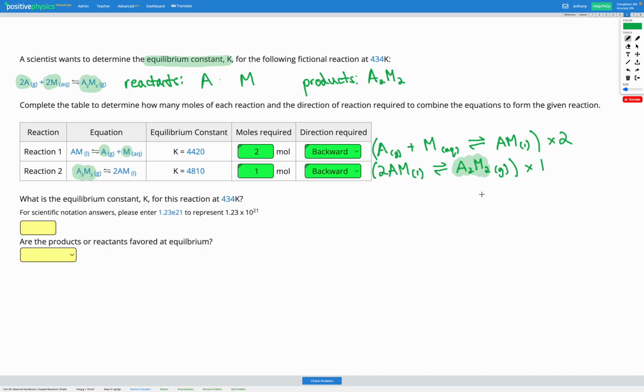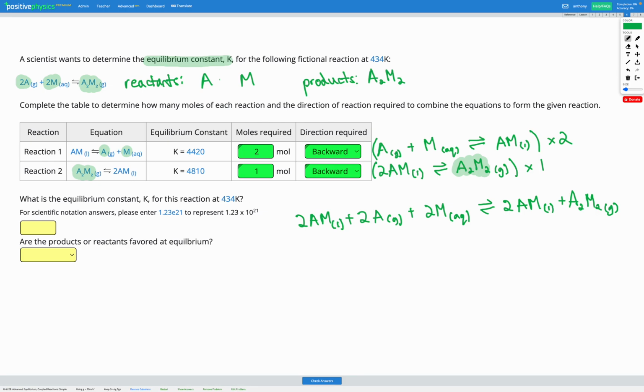So we said we have 2 sets of our top reaction. So we've got 2A gas plus 2M aqueous, and that gives 2AM liquid. Then we've got 1 set of our step 2 reaction, and I'm going to add that on each side. So in our reactants, we've got 2AM, which is a liquid, and in our products, we've got A2M2, which is a gas. So there we've added together 2 moles of reaction 1 backwards and 1 mole of reaction 2 backwards.